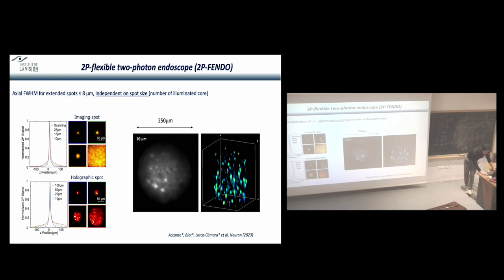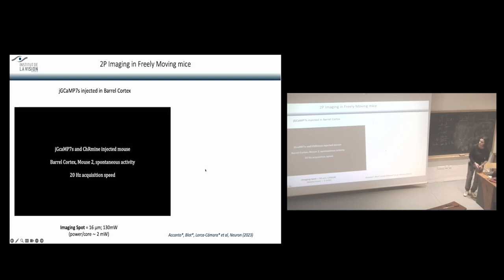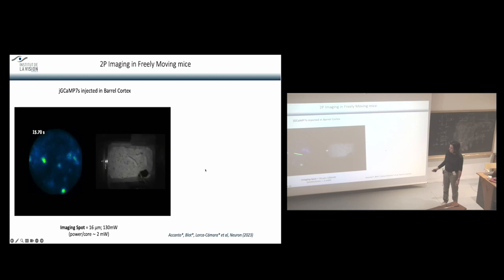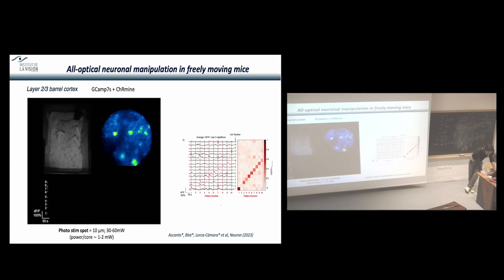So we were able to perform, this is calcium imaging, in this case at 20 Hz. In this case, in the animal, we have only GCaMP. So you see, we can perform fast calcium imaging with the animal freely moving. We can also go even higher. Now we are at about 50 Hz.